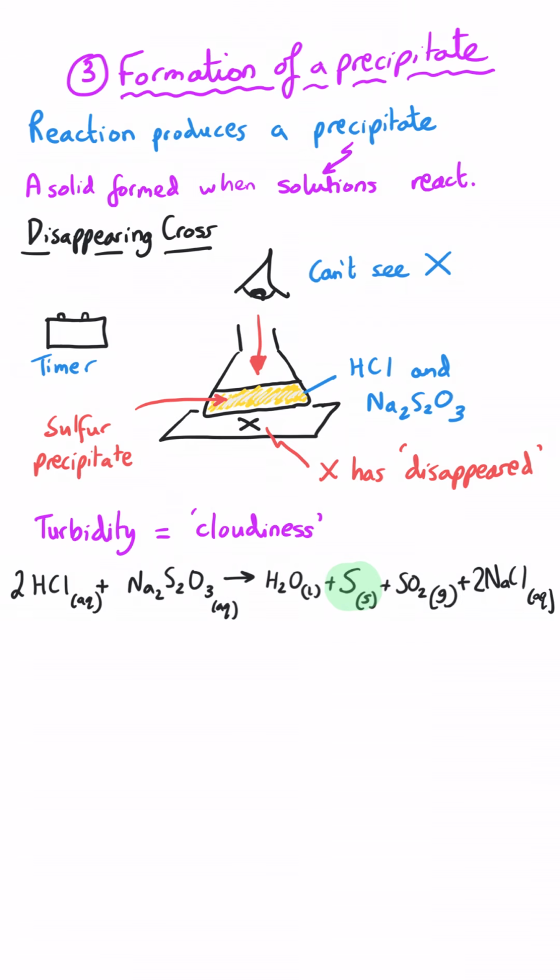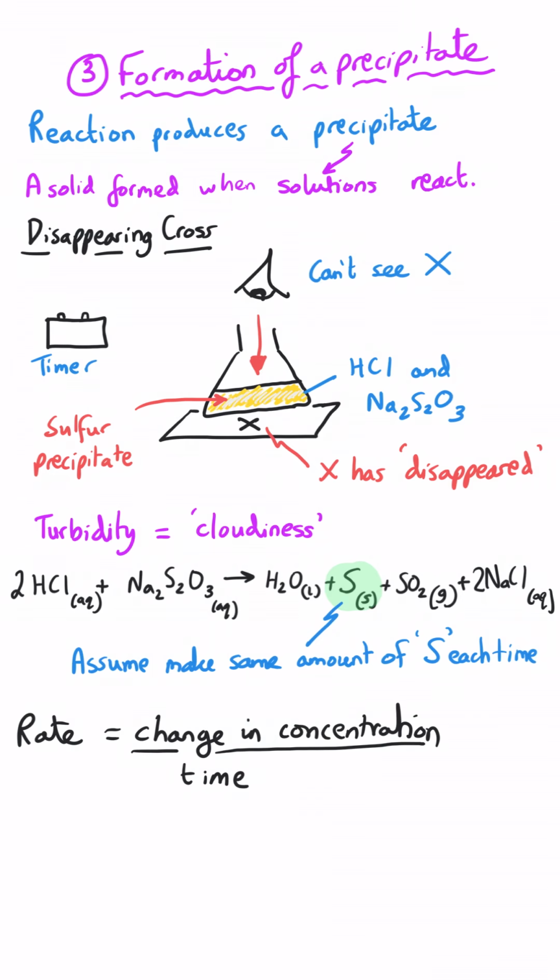So this is a really simple experiment, but it's not always suitable and it's not always particularly sensitive because we're making an assumption that the amount of precipitate formed each time the cross gets obscured is the same. And that's our only way of measuring the amount of precipitate that's being formed. And so we're assuming that it's a constant each time.